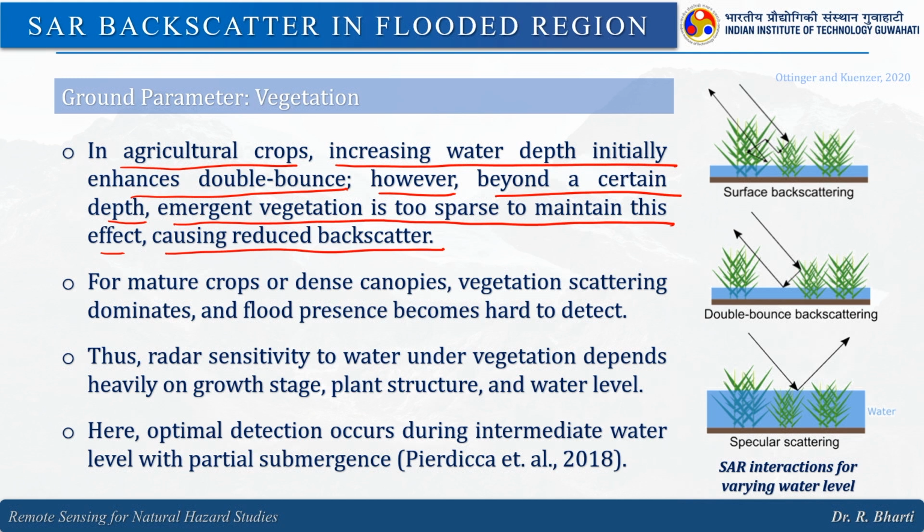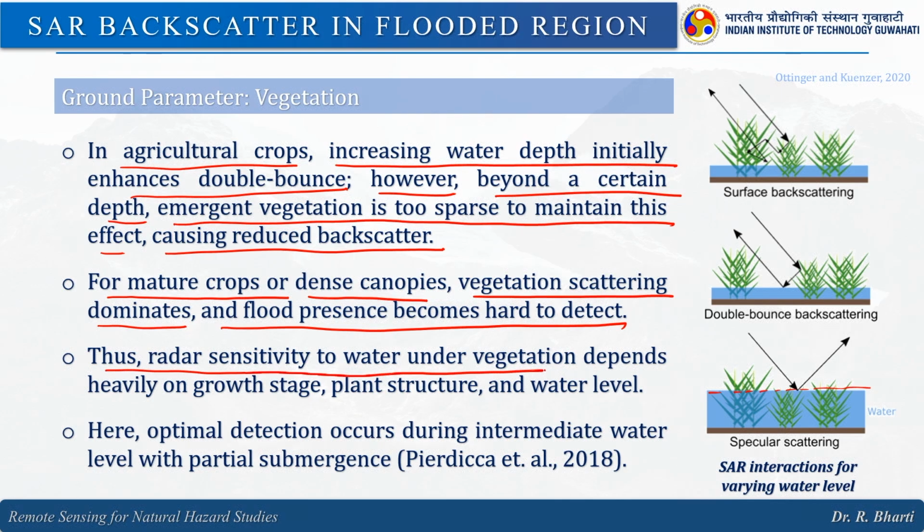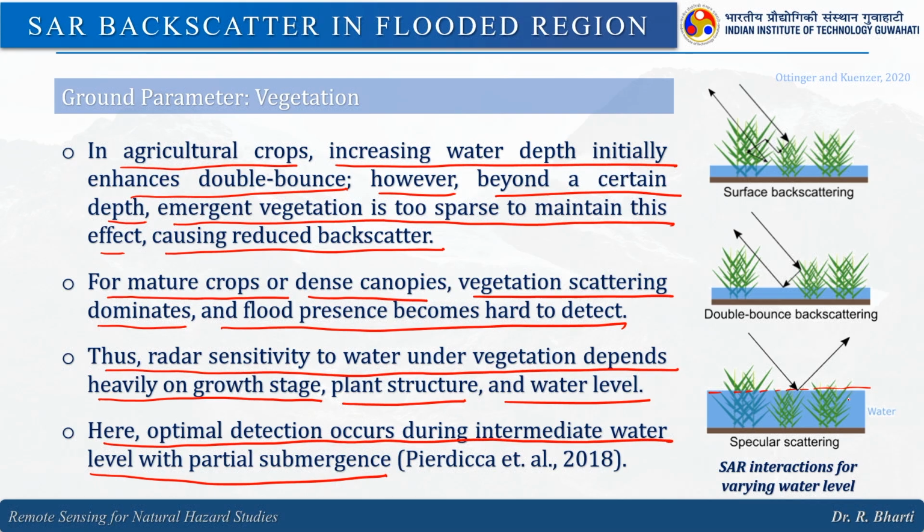Now, again there will be confusion. For mature crop or dense canopy, vegetation scattering dominates and flood presence becomes hard to detect, right, because here we are talking about the saturation. Thus, radar sensitivity to water under vegetation depends heavily on growth stage, plant structure and water level. Here, optical detection occurs during intermediate water level with partial submergence. You can see the partial submergence, right.